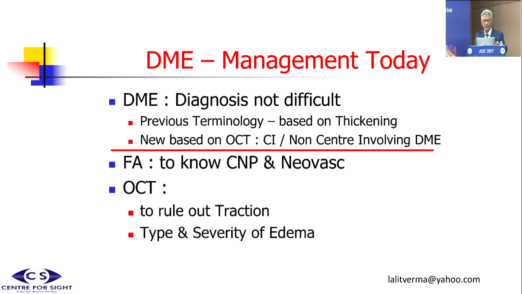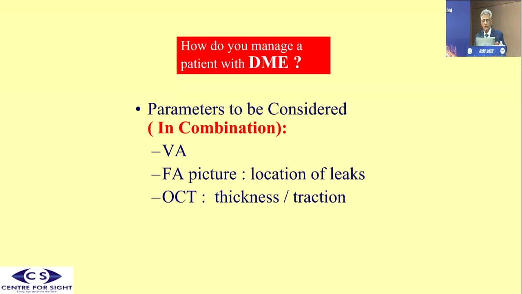So today, diagnosis is not difficult at all. FA, OCT, a lot of people do. OCTA, you have heard in the morning. The decision has to be made in combination, because 3 things are very important: vision, FA picture and OCT. It's the combined information from these that you have to see.